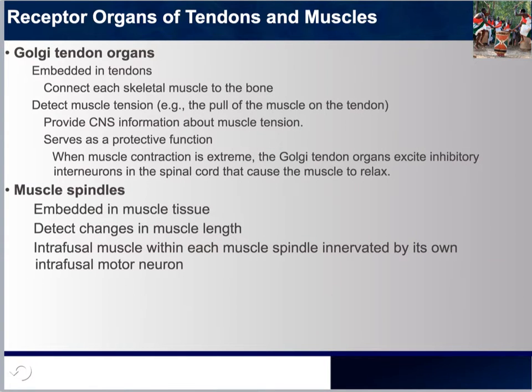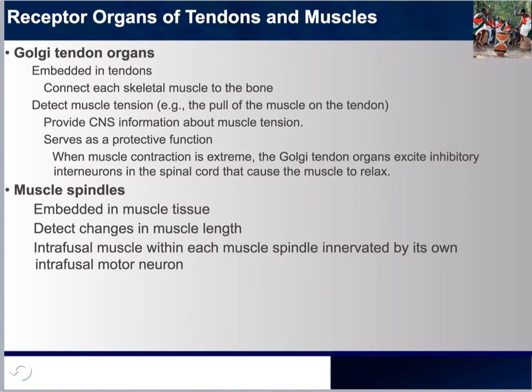As fascinating as the skeletal muscle activity is, please note that it is not completely independent and running on its own. There's actually continuous monitoring by two kinds of receptors, what we call the Golgi tendon organs and muscle spindles. Golgi tendon organs are embedded in tendons, and they connect each skeletal muscle to the bone. These are responsible for detecting the tension of the muscles. And so whenever there's a pull of the muscle on the tendon, it provides the central nervous system with information about the amount of muscle tension that is there.